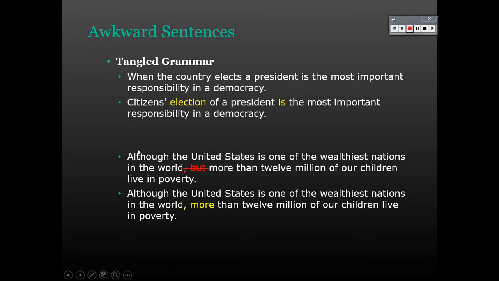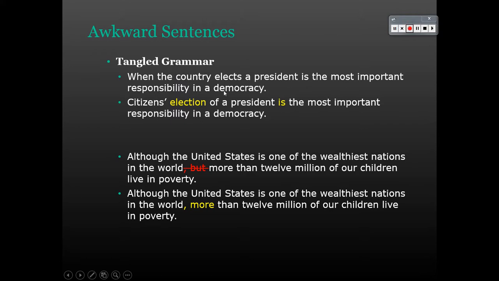Another example, when the country elects a president is the most important responsibility in a democracy. This is trying to use the dependent clause when the country elects a president as the subject. Can't do that. The only type of dependent clause that we can use as a subject is what we call a noun clause, and this is not a noun clause. When indicates that this is an adverb clause. It's answering an adverb question. Okay, so this is a clause. It cannot be the subject of this sentence.